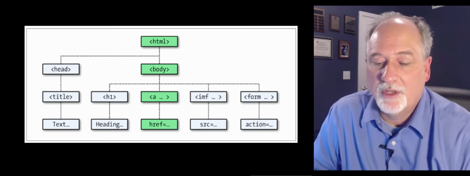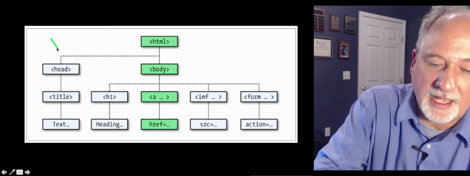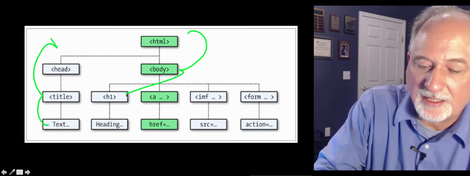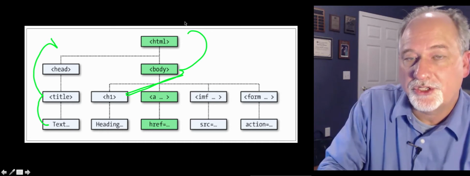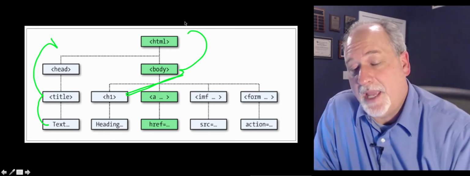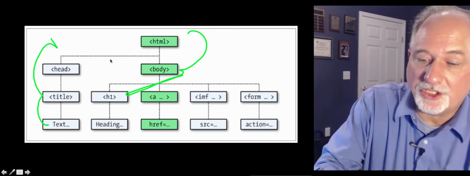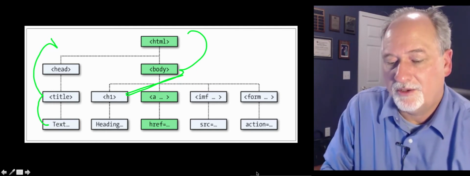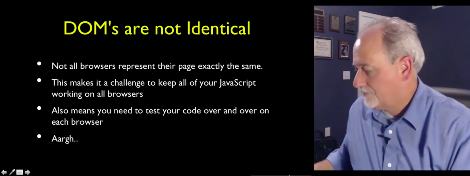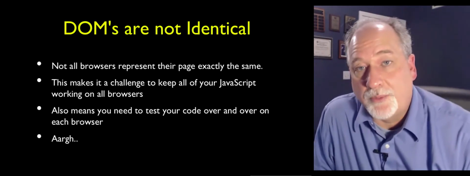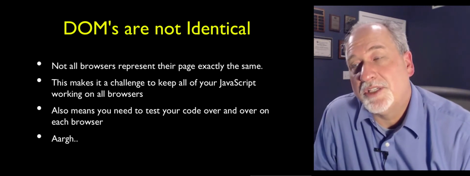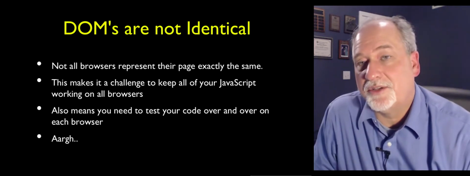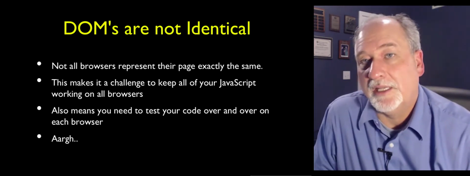So it's document.head.title.something, or document.body.h1. There's this hierarchical structure that represents the page. But unfortunately, the shape of this picture is different for different browsers. Not all browsers represent their page exactly the same. The exact same HTML would produce a different document object model in different browsers. So you have to test your code over and over and over on each browser.